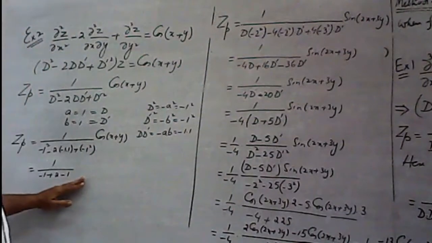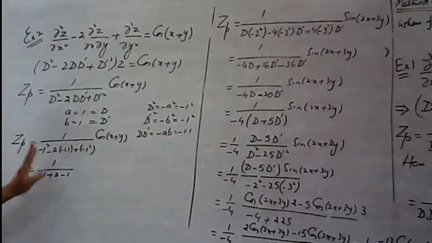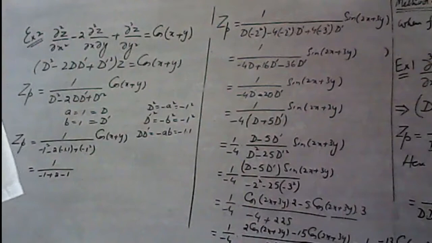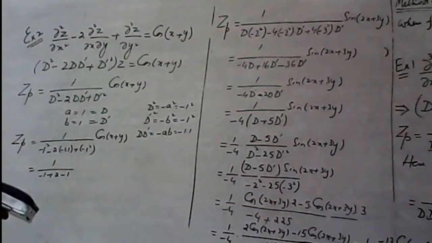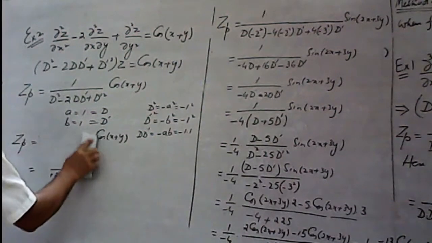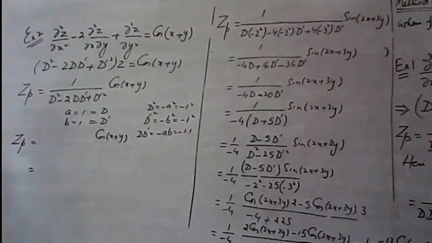But it is possible that the denominator becomes 0 when we substitute these values. So remember, the idea that applies here will be the same as we did in higher order ODE, that whenever the denominator becomes 0, we need to differentiate the denominator. So now I am differentiating.